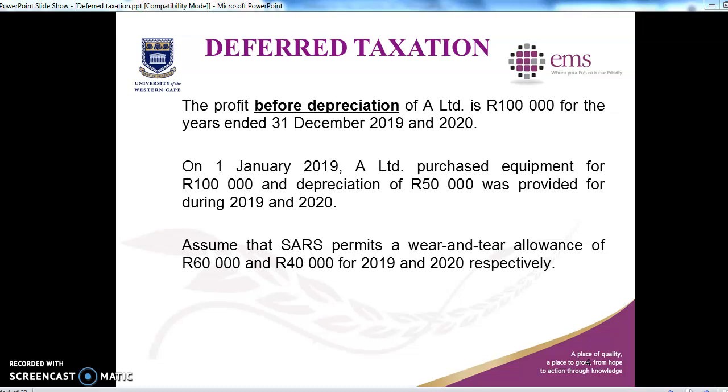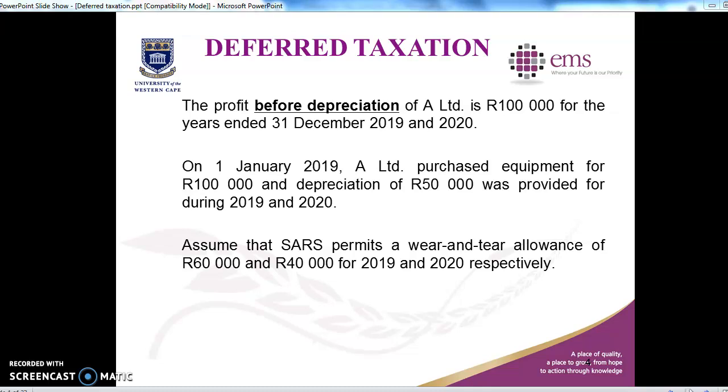Okay, slide 4. So this is just an example, just to build on the Excel example that we did. We'll walk through another example to show you how the deferred tax adjustment works within the income statement method. This example is in the slides, obviously.